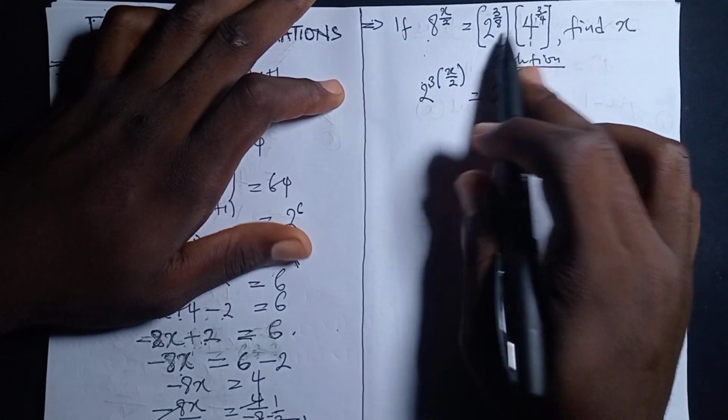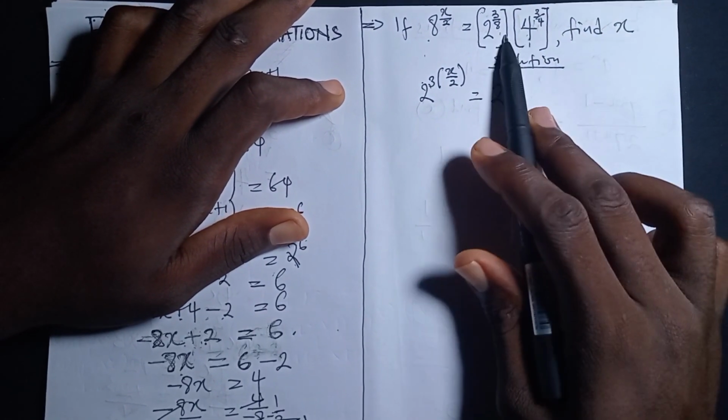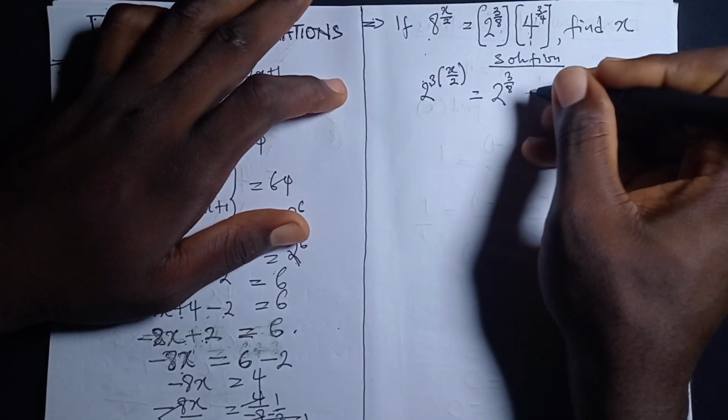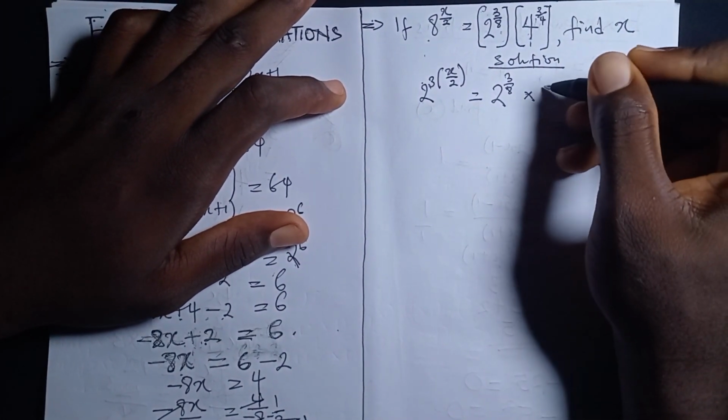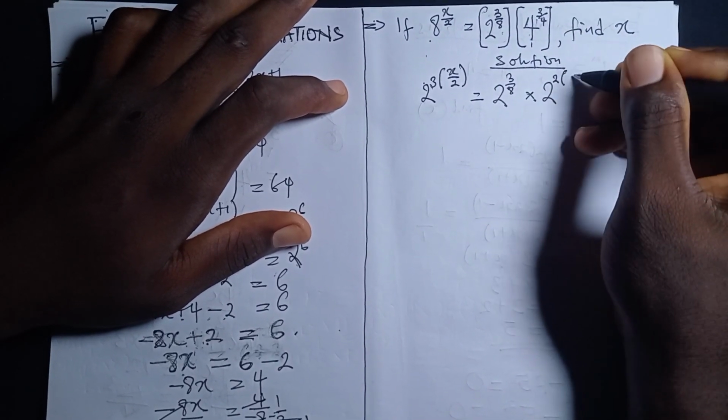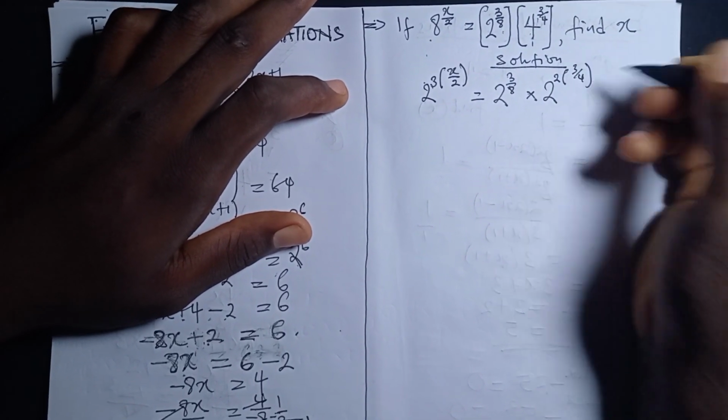Remember, these things mean multiplication. As the two brackets are like this, it means everything here multiplied by what is here. So we can still put times, change it to times. 2 raised to the power 4 is 2 raised to the power 2. Don't forget 3 over 4.